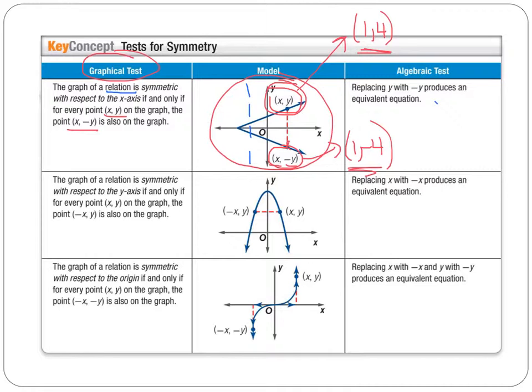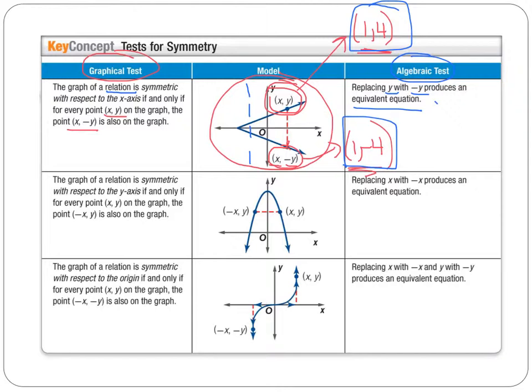Algebraically, we would replace y with negative y, and it produces an equivalent equation. I'm not so much going to focus on the algebraic test when we are doing the examples. I'm more going to focus on these numeric values here, providing a table of values to determine whether the relation or graph is a function.